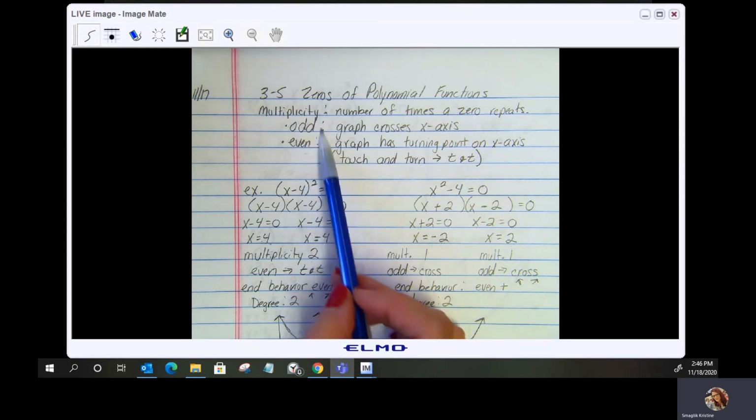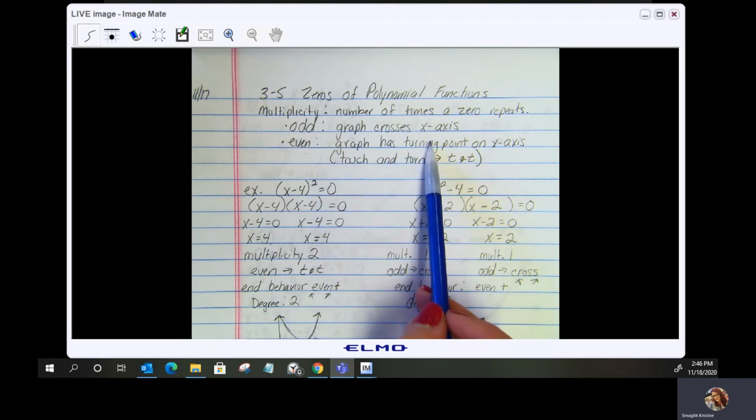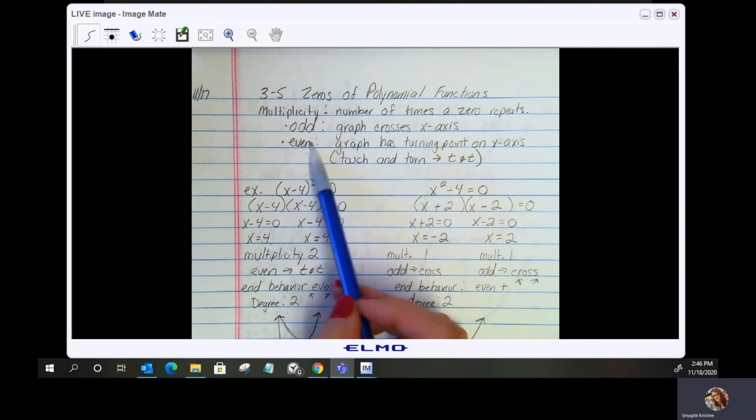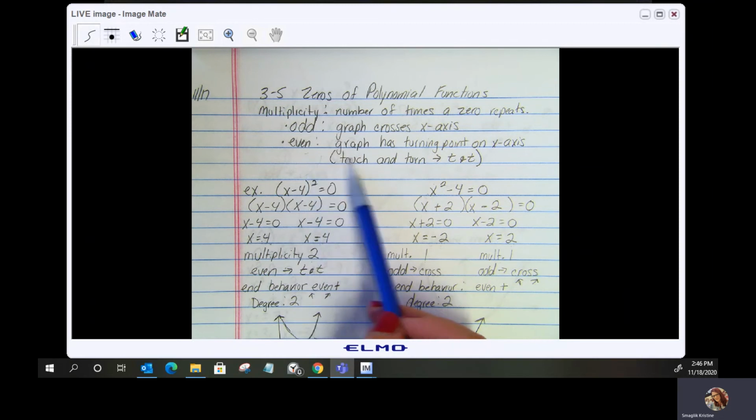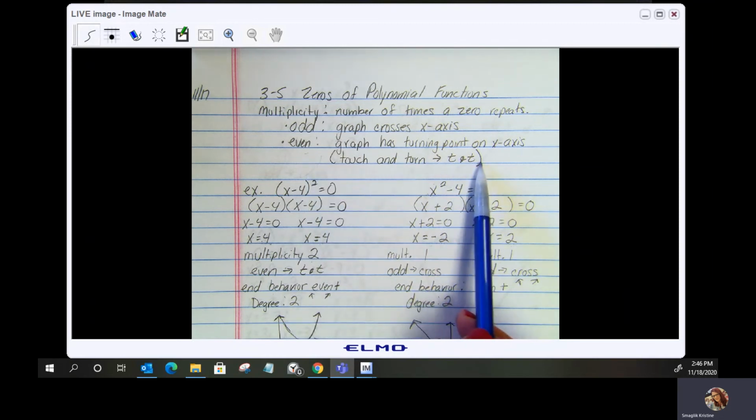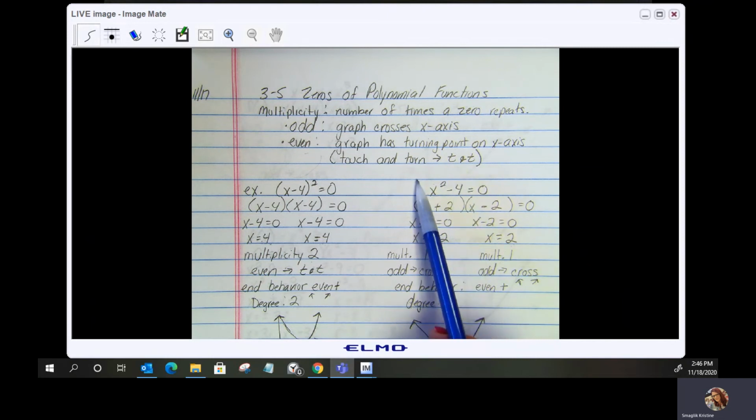If we have an odd number of repeats, the graph is going to cross the x-axis. If it repeats an even number of times, the graph has a turning point on the x-axis, so we call it a touch and turn. We abbreviate it as T and T, and what the graph is going to do is kind of like bump and bounce off the x-axis. And this is going to start making a little bit more sense as we see some examples.